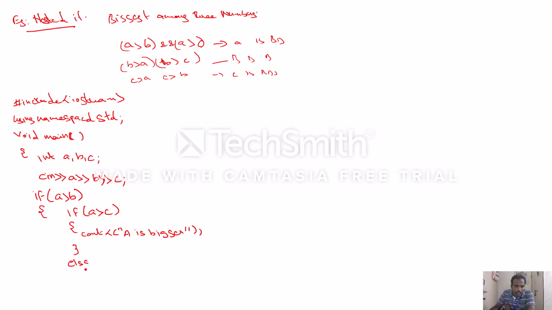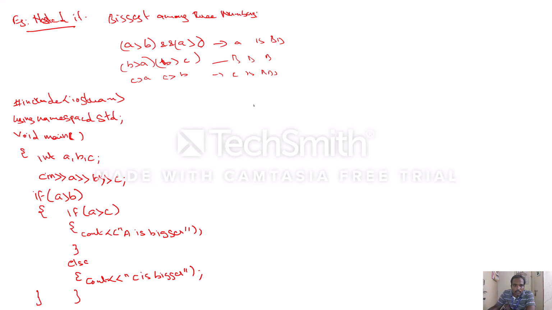Else I'm writing cout C is bigger. I'll come to this point later. So the if starts here and ends here. Here this is the outer if and this is the inner if. That's why it is called if within if. It is called nested if. So if the condition is true, these are all the statements inside the if statement.